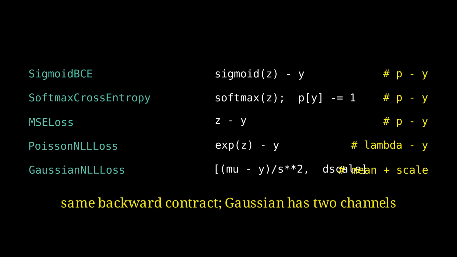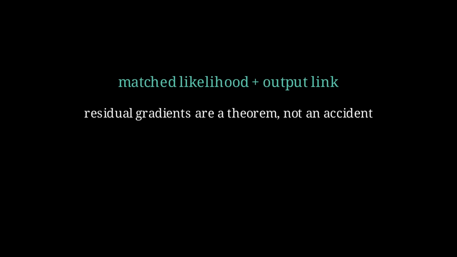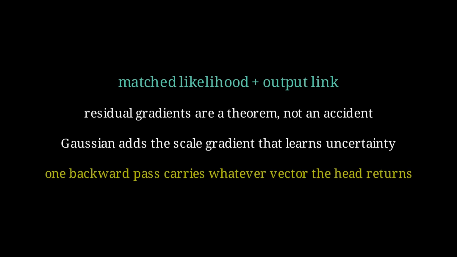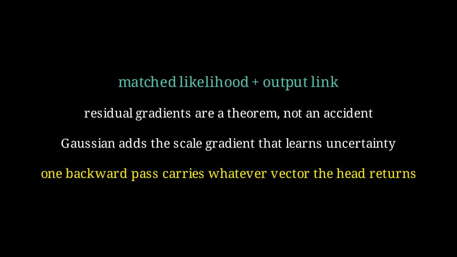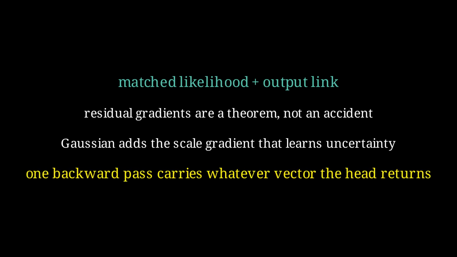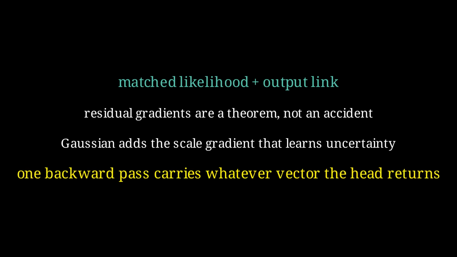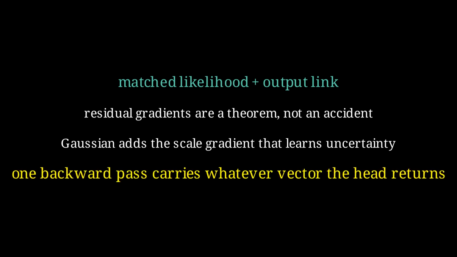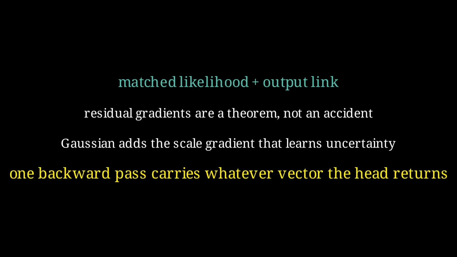That cannot just be a coincidence that they all collapse to the same shape. It is not luck, and this is the punchline of the whole series, but we should say it precisely. These losses are negative log likelihoods, so training the network is doing maximum likelihood. Bernoulli, categorical, Gaussian, and Poisson are not random scoring rules. They are probability models for different kinds of data. When the output link matches the distribution, the residual-shaped gradient is a theorem, not an accident.